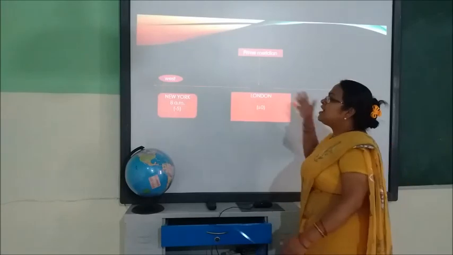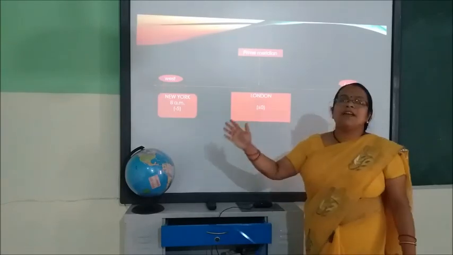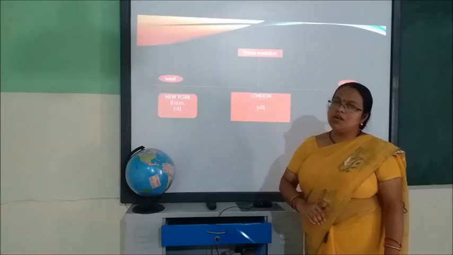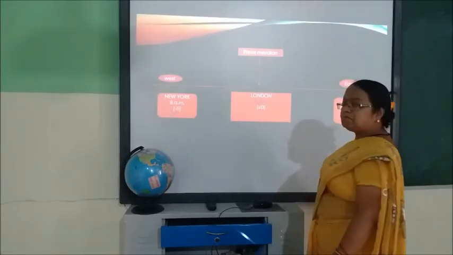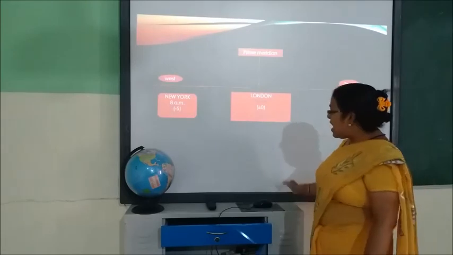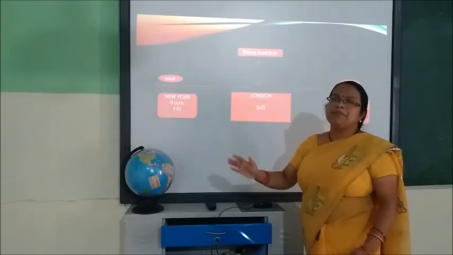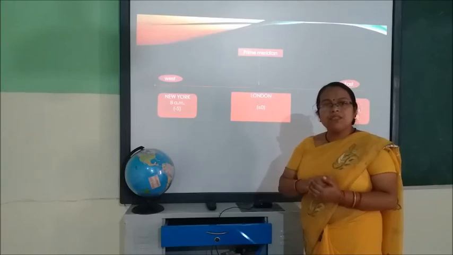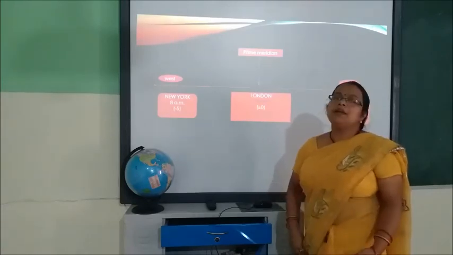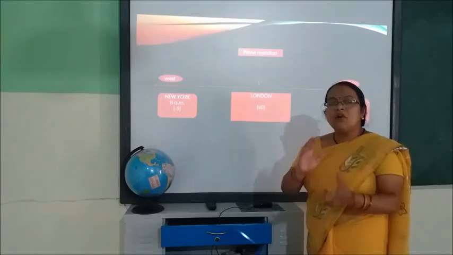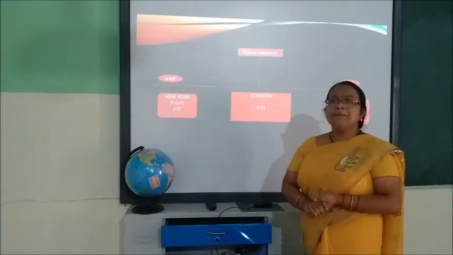So this is the time difference caused by the different longitude, and it is the local time of particular places. So I hope, children, this concept is clear, because it is a very important concept of how you calculate time with the help of longitude. You should understand all the calculation. This is a very important concept.